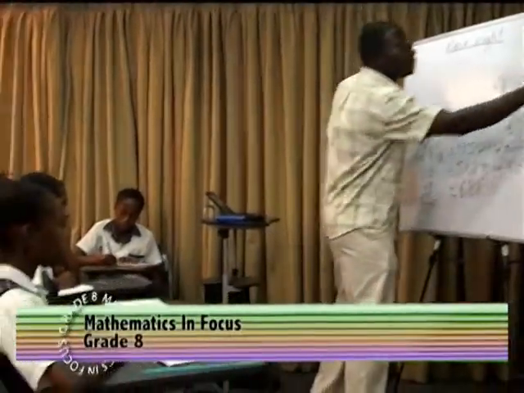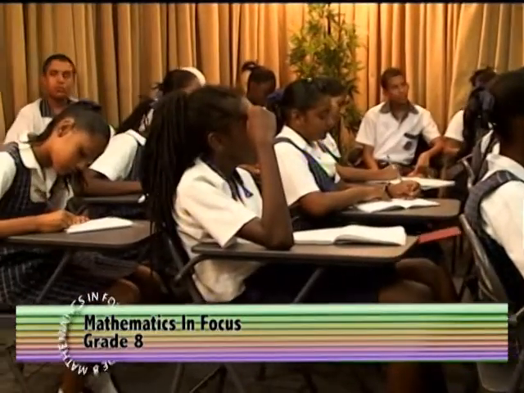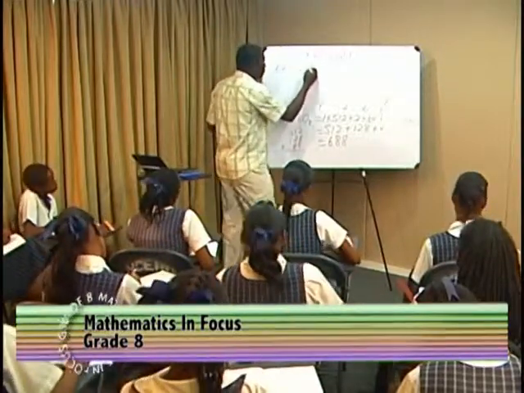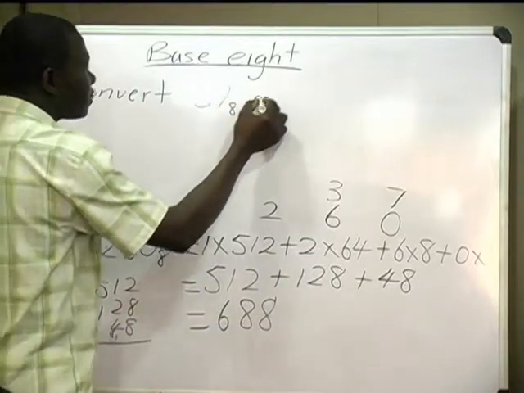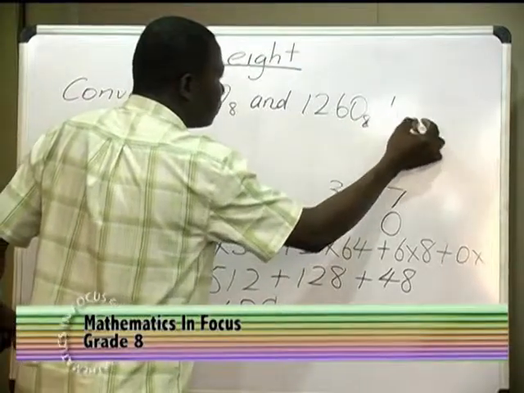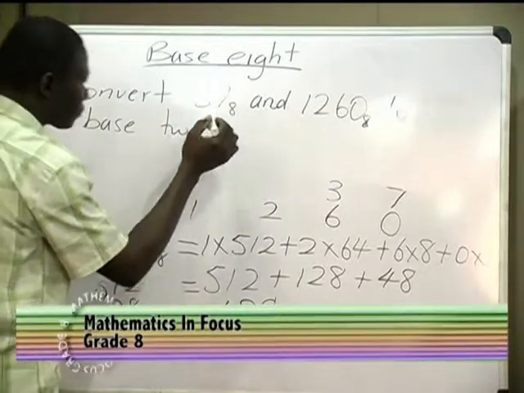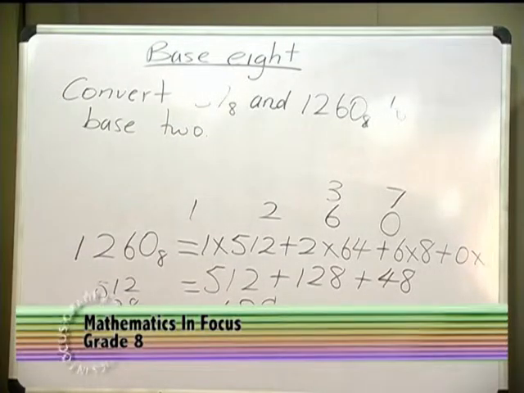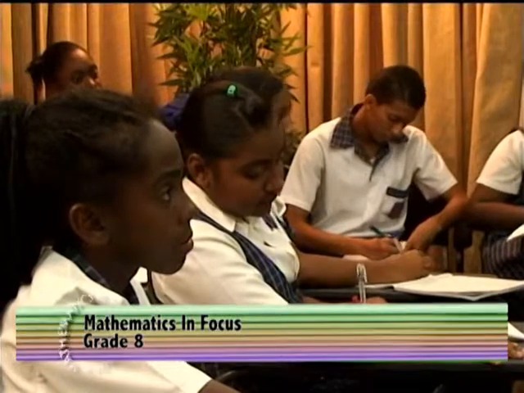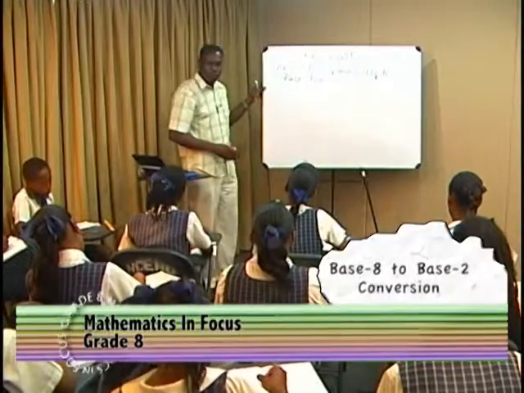Now let us look at converting these same numbers in base 8, converting them to base 2. So if we have this new problem, if we have to convert 37 base 8 and 1260 base 8 to base 2. Any ideas, any suggestion? Any suggestion from anyone? What do you think? How can we go about doing this?